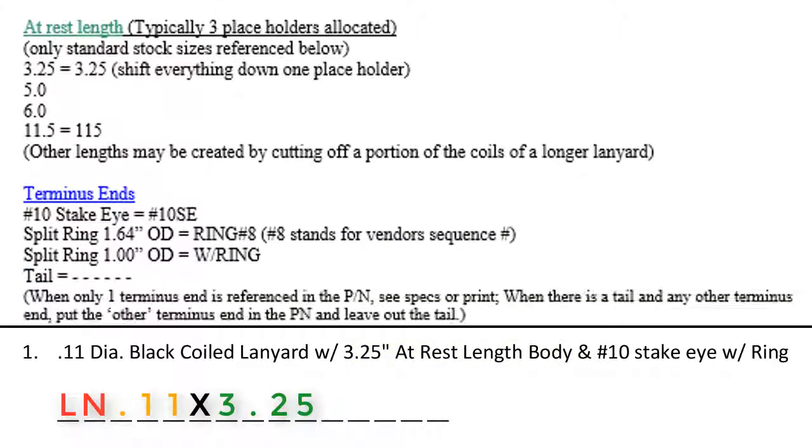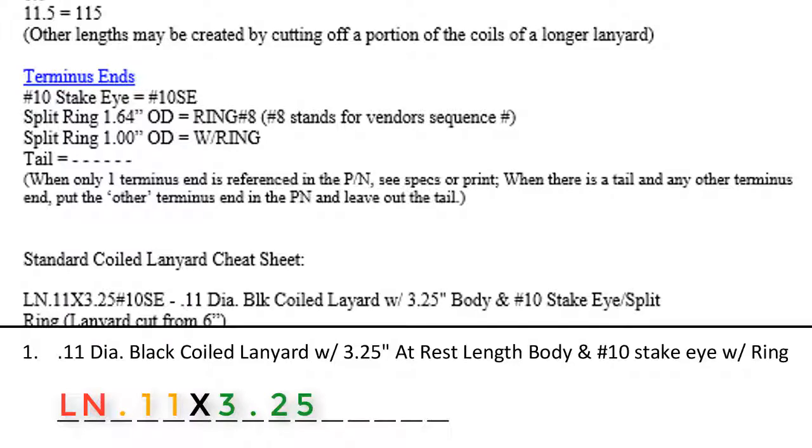3.25. Moving on to the terminus ends, we then lose 1 terminus end space holder, and therefore we only have 5 terminus end space holders. Next we identify what are the terminus ends. In this case, we have a number 10 stake eye with a ring. Here we would enter a number 10, number sign 10, SE for stake eye.